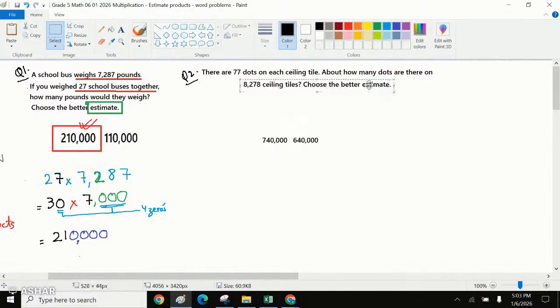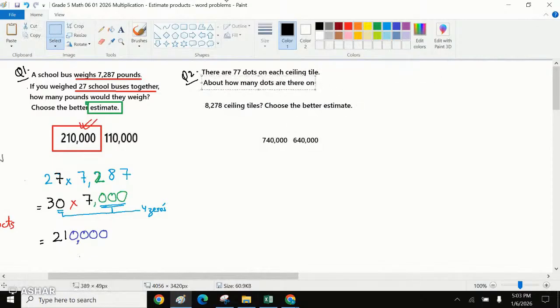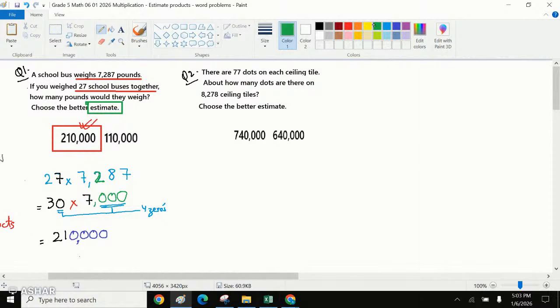The question is saying choose the better estimate. There are dots on the tiles. How many tiles are there? There are 8,278 tiles. And we need to find the better estimate, the closest value. The first thing we do is highlight what we exactly need to find. There are 77 dots on each tile. We need to find about how many dots there are on 8,278 tiles. So we know 77 multiplied by 8,278.